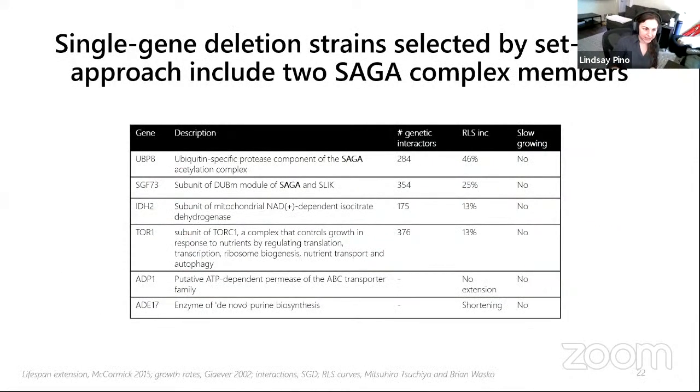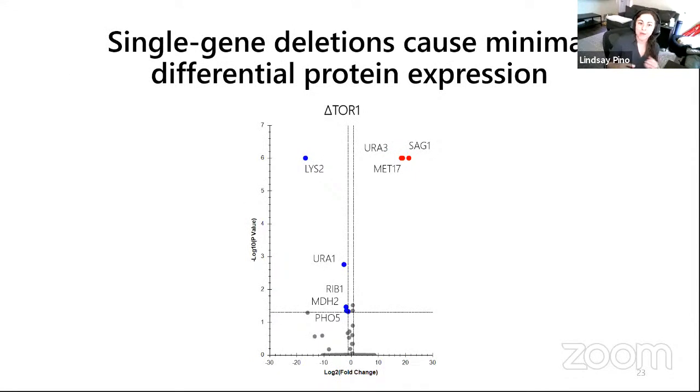I ended up with this list, which surprisingly included two of the SAGA complex members, which was interesting in itself, but seemed to span the range. None of them were slow growing. They had a lot of different genetic interactors. So I thought for sure I'm going to see massive changes in the proteome when I compare these single gene deletions to regular yeast. You can probably tell by my slightly sarcastic tone, that's not at all what we saw.